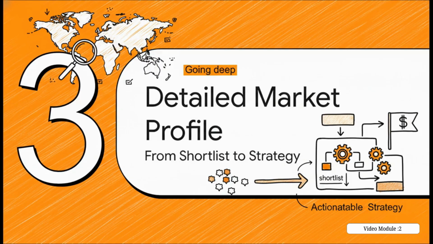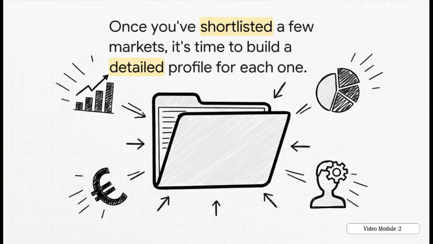Okay, so once you've done that initial screening and you've narrowed your list down to just a few promising countries, now it's time to go deep. This is where the real work begins, turning that simple list into a solid, actionable strategy. So for every single country that made your shortlist, you're going to build a really detailed market profile. And listen, this isn't just about collecting random facts. It's about painting a complete picture of the business environment there, a picture that's going to directly shape your marketing plan and your entry strategy.